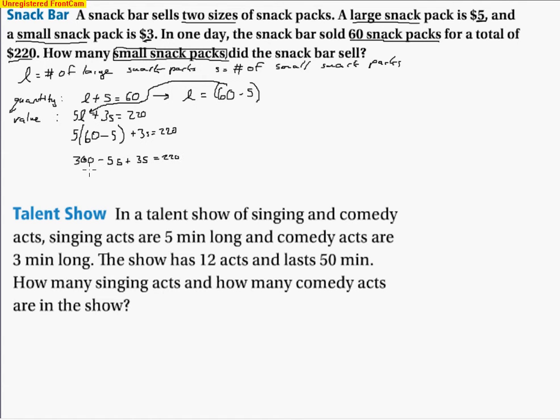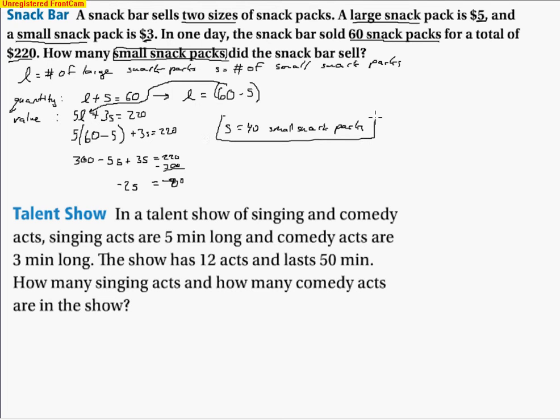So I go ahead and do some opposite operations. I'll subtract the 300, leaves me with a negative 80. And this all equals negative 2S. So now we have to divide by negative 2, and we get S equals 40. So it's 40 small snack packs. Small snack packs is the amount that we ended up selling that time.